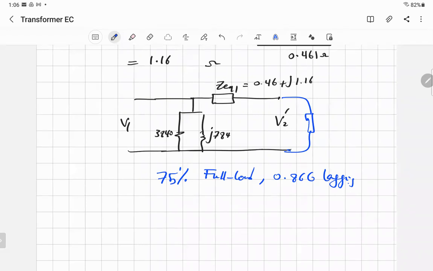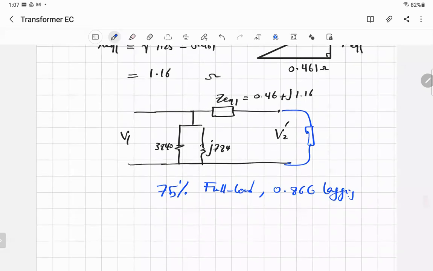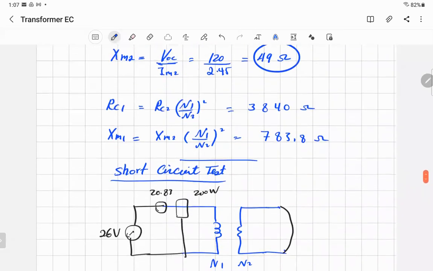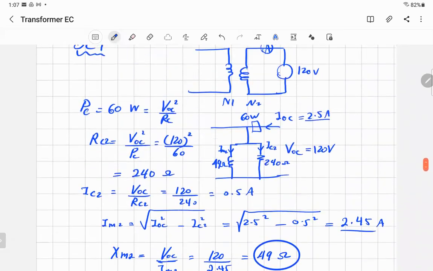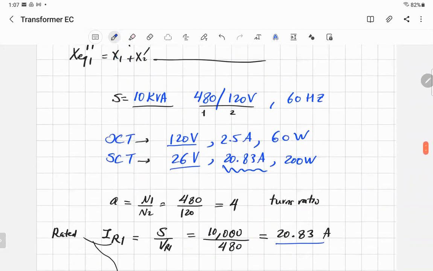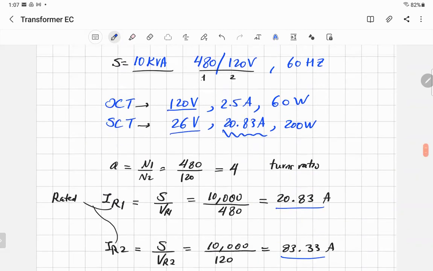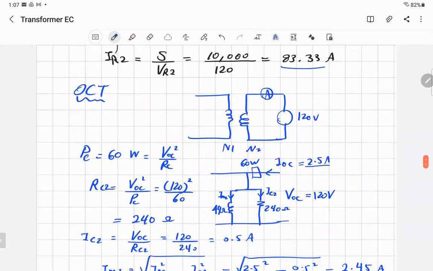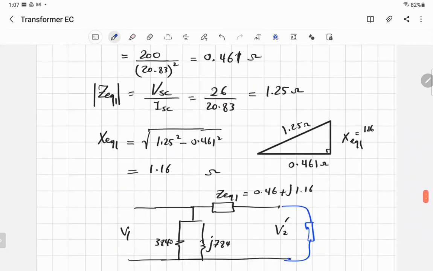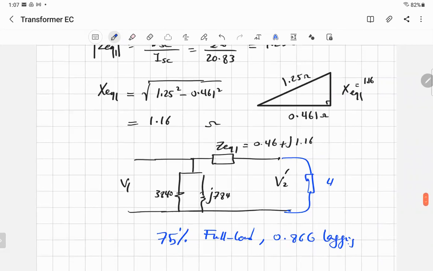What was the voltage? Let's go back again. We are on side one. On side one, that's 480 volts, and the secondary will be 120. But because I'm referring everything to side one, using the turns ratio, it will be equal to 480 volts.